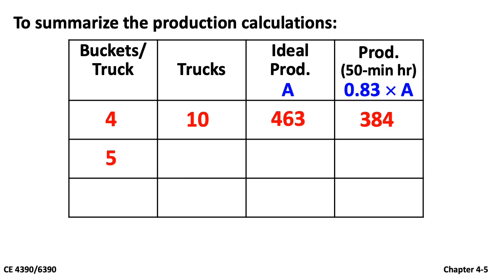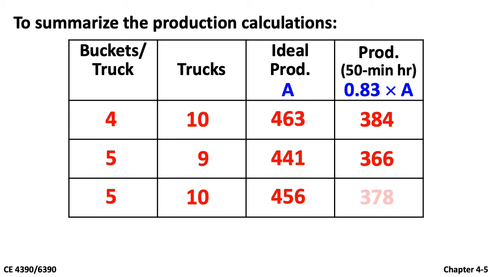With 5 buckets and 9 trucks, we got an ideal production of 441 loose cubic yards, and the adjusted production is 366 loose cubic yards. And finally, with 5 buckets and 10 trucks, we got 456 and 373 loose cubic yards. So of those three options, which do you use? To make that decision, you need to calculate the cost for each option.